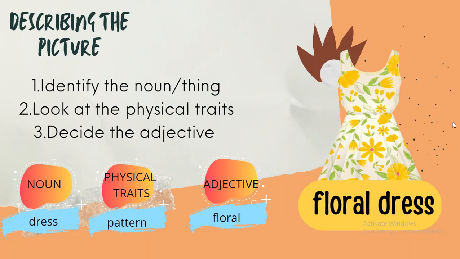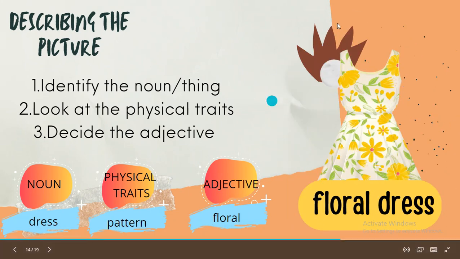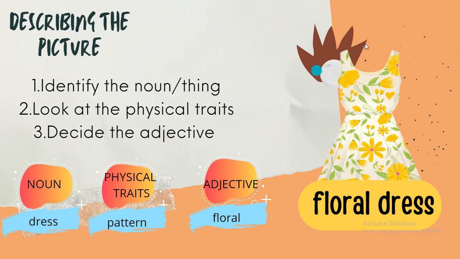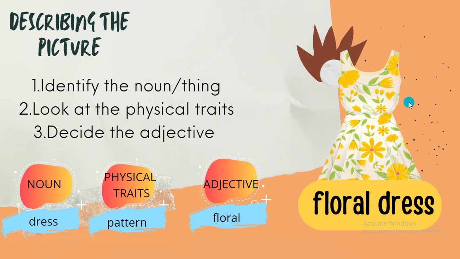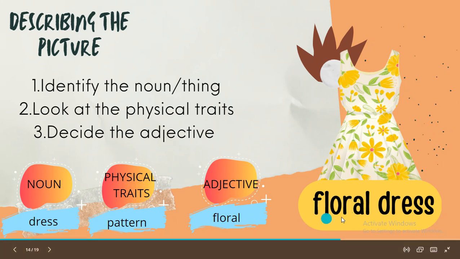Okay, so now let's look at the next picture. Okay, so we have to identify this. What is this? This is a dress. Okay, so the physical traits that we can see here, there are many things, the color and whatnot, the pattern, but the most prominent or main thing that we can see is the pattern here because it is in floral pattern. Floral means flower. So you can see there are lots of flowers here. So when it comes to writing, you have to put the adjective in front of the noun. So it shall be floral dress.